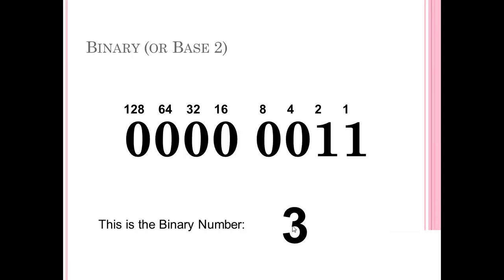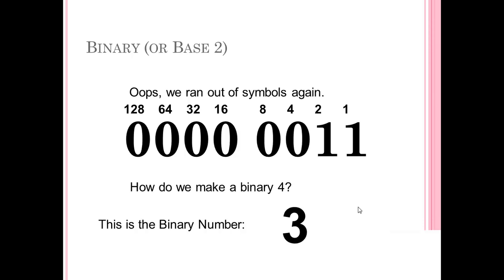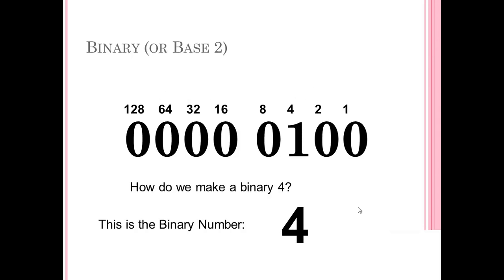This is the binary number 3. If there's a 1 in the column, we add them together. So 2 plus 1 is 3. Now we've got to do it again. So how do we make binary 4? We change those two 1s to zeros, and we change the next 0 to a 1. So 1, 0, 0 is 4.